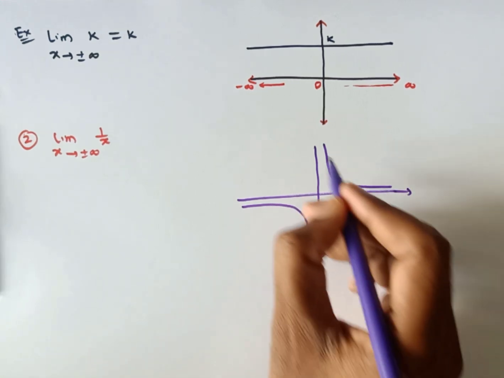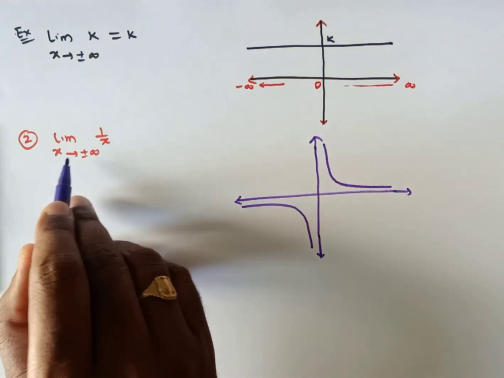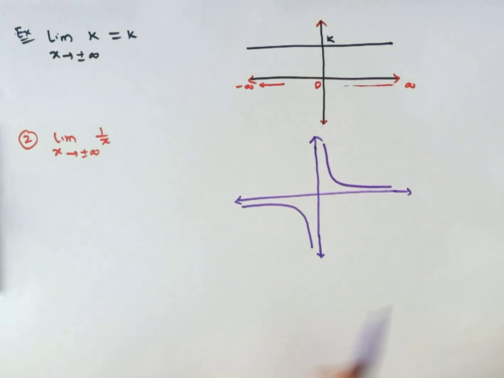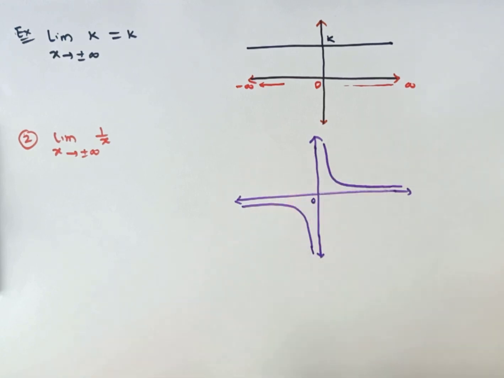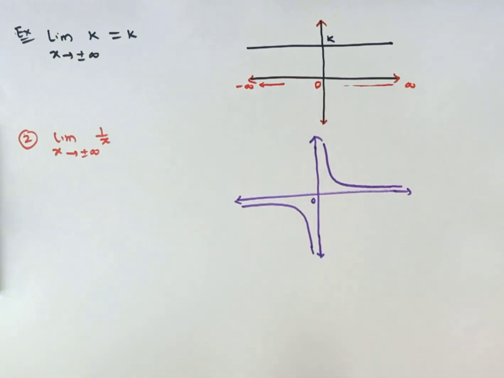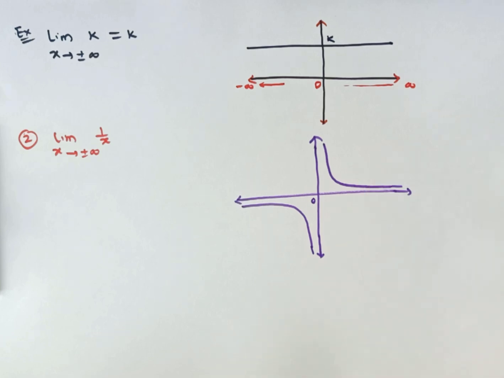Now, by using this graph, we'll find the limit of 1 by x as x goes to plus infinity and minus infinity. The graph will be like this. At x equal to 0 the function is not defined, right? As x is 0, 1 by 0 is undefined. So that's why it is not defined. That may be plus infinity or minus infinity.